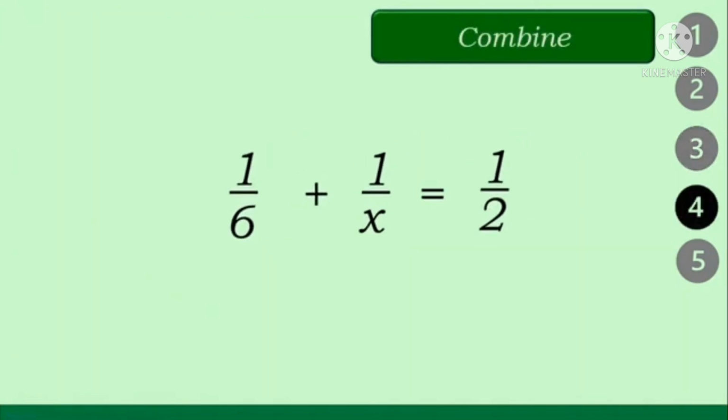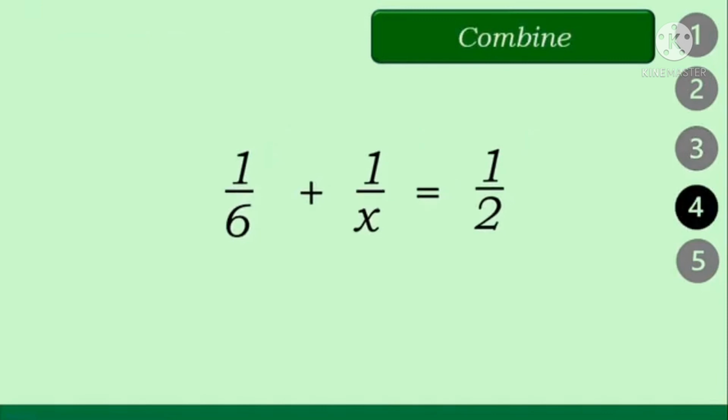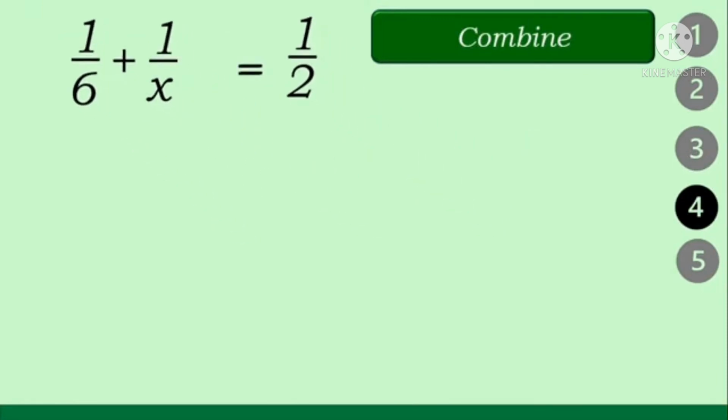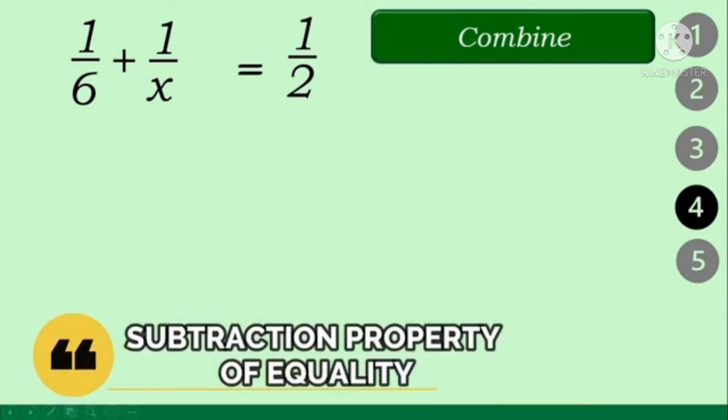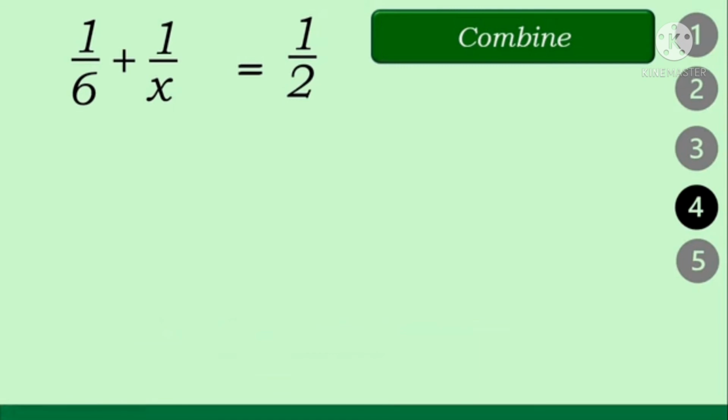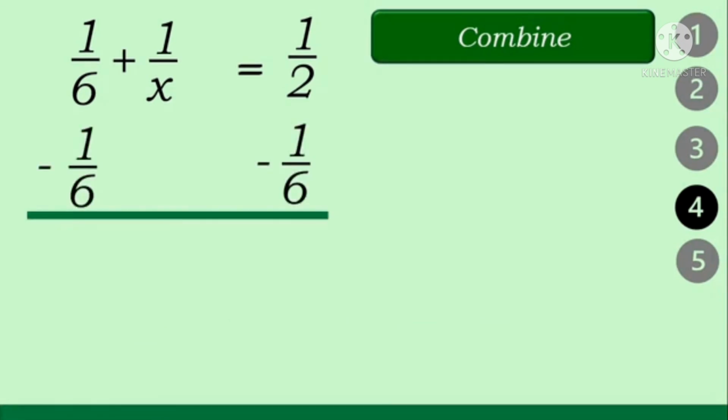Step 4. We are going to combine. So let's move that a little bit in the upper left to give us more space. Now, unlike our first problem, this time it's in a different arrangement. So we need to make sure that on the left side of our equation, we are left with the expression having the variable, 1 over x, and the remaining terms must be on the right side. So we need to eliminate 1 over 6 on the left side and have it on the right side. To do that, we will be using the subtraction property of equality. So let's subtract 1 over 6 from both sides.